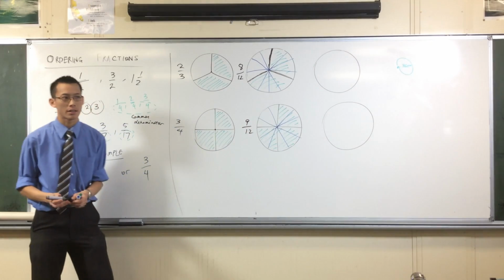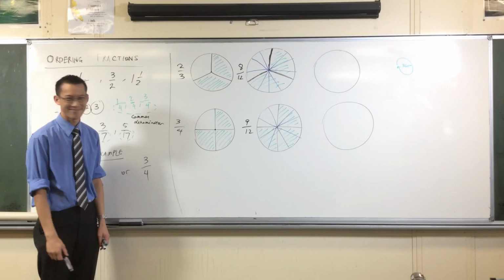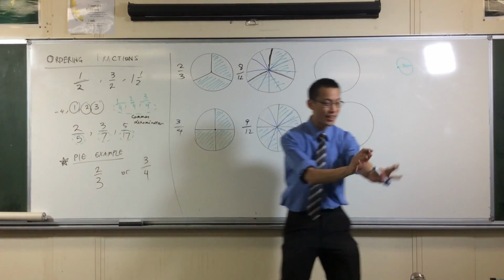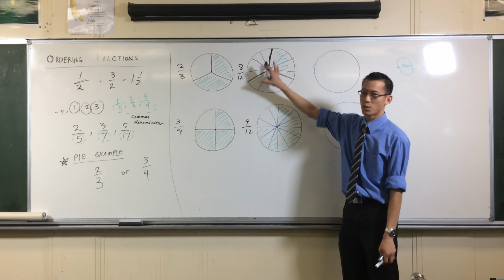9 over 12. Are we learning pi? We'll get to pi. I thought this was pi. Can we actually have a pi break? What's our last pie for? Here it's a bit unclear.